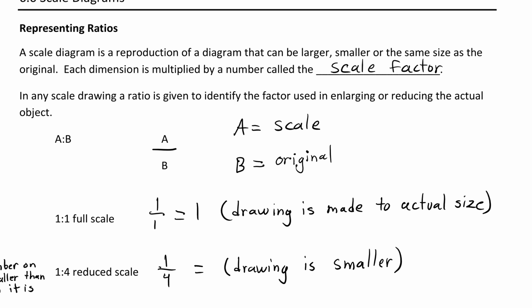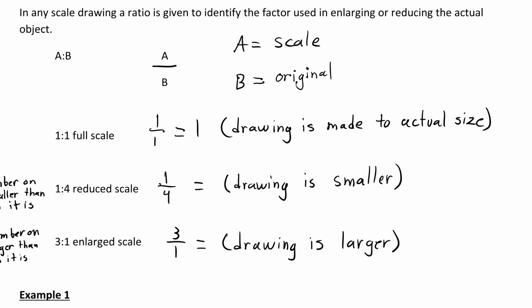Now, in this first one here, we look at 1 colon 1. So this is a full scale. Now, a full scale, so 1 over 1, which is equal to 1, is a drawing that is made to the actual size. So whatever you're drawing is an exact replica of the actual object, and you're keeping it to the exact same dimensions as that object or picture would be. When we're looking at 1 to 4, so the first number is smaller than the second number, you're looking at reducing the scale. So if we wrote it as a fraction, we'd have 1 over 4.